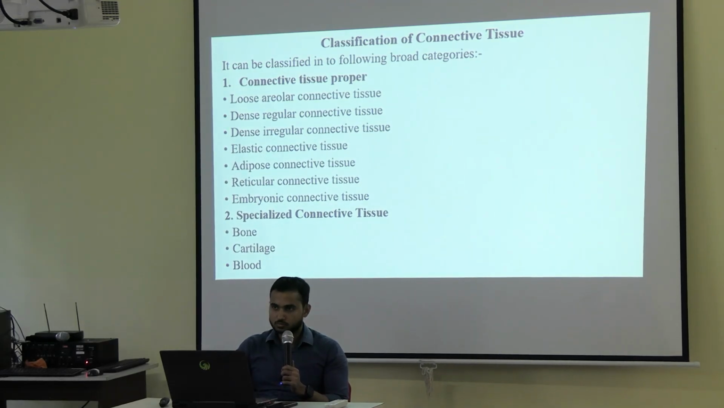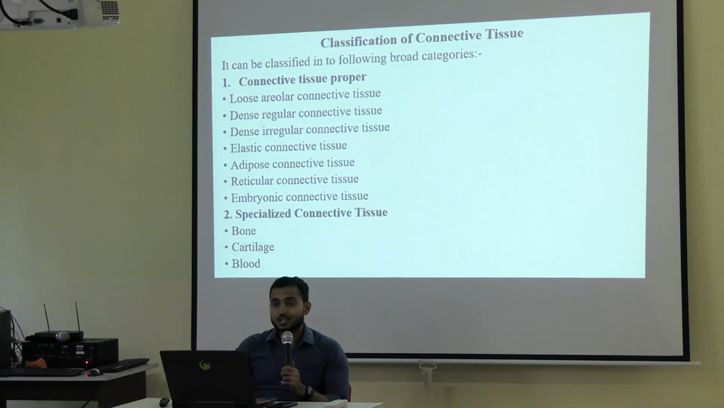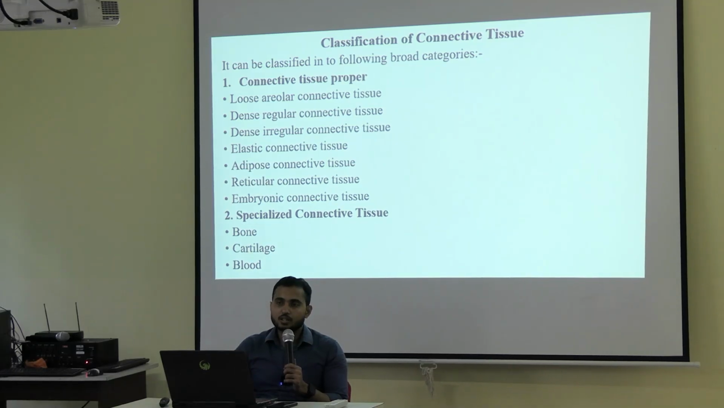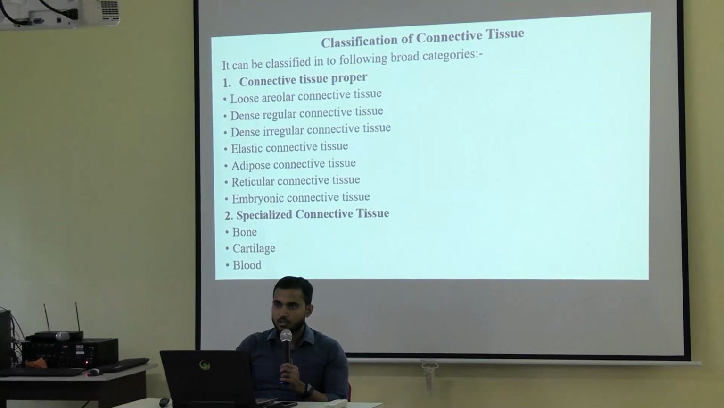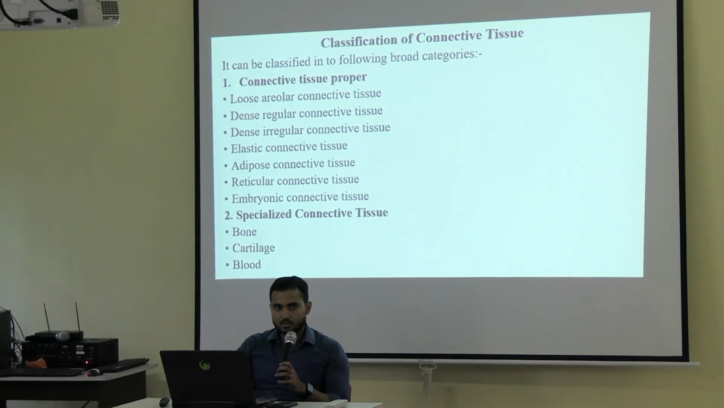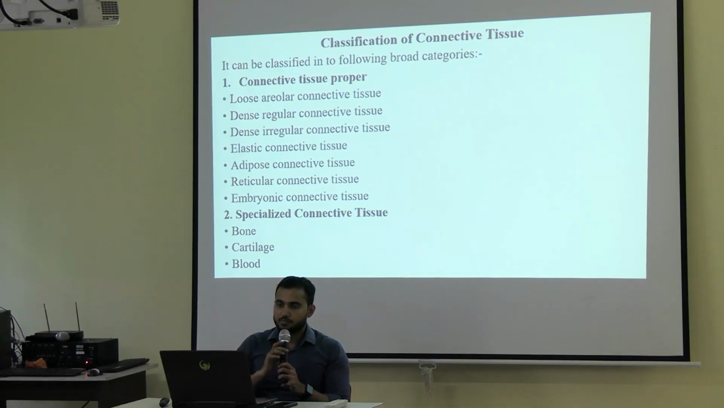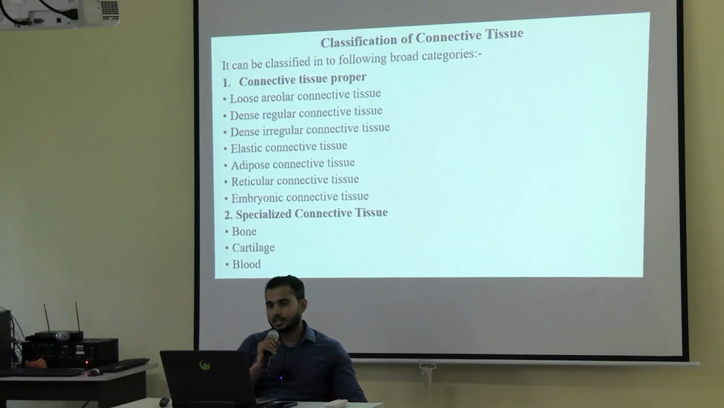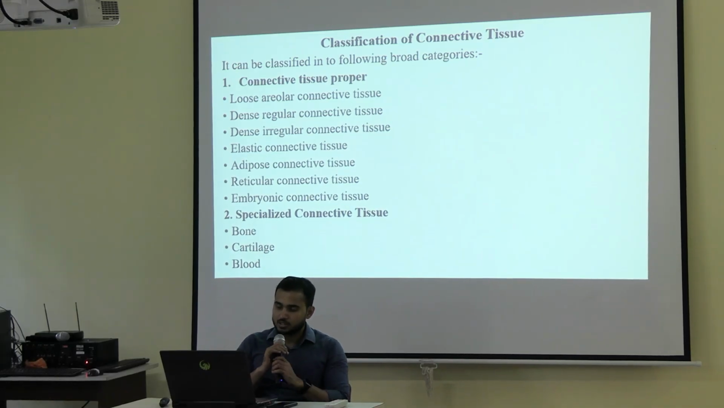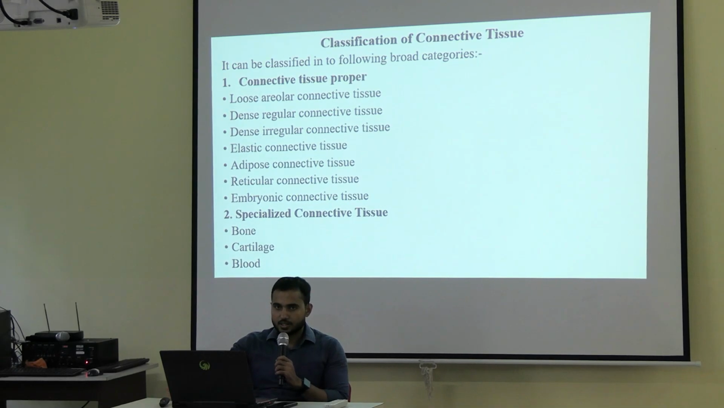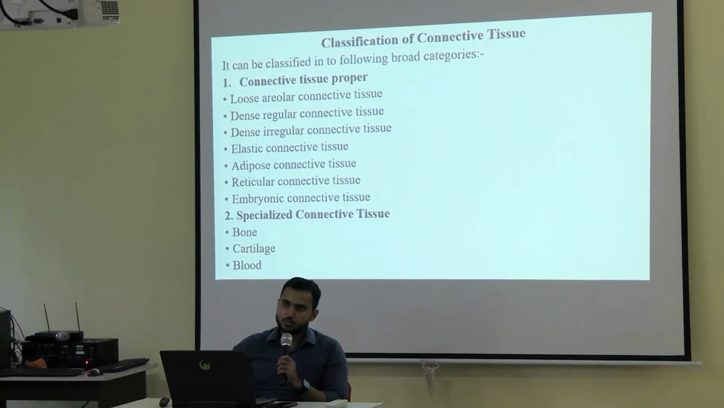Based on the ground substance, based on the modification of the ground substance, this classification is done. Now, what type of modification is present? I'll give an example. Suppose in connective tissue proper, you can see loose areolar connective tissue and dense regular connective tissue. If you take dense regular connective tissue, for example, ligament and tendon, okay, and in specialized connective tissue, bone is there.